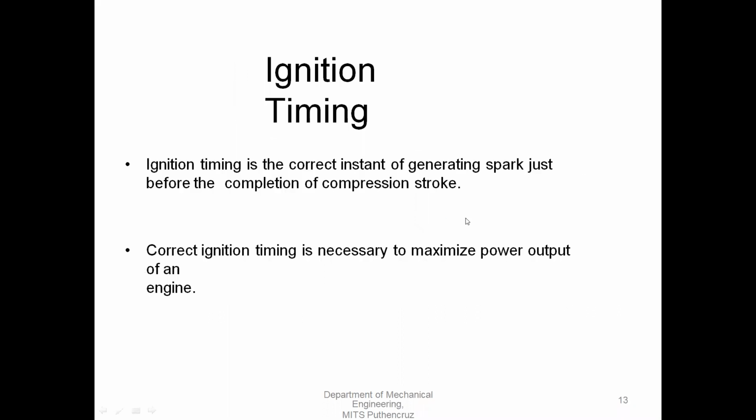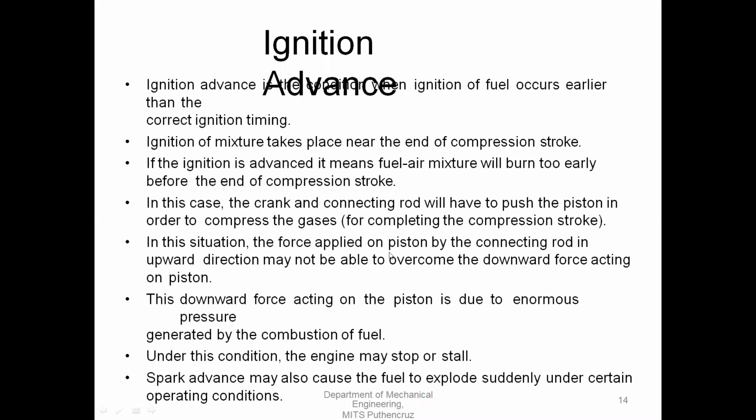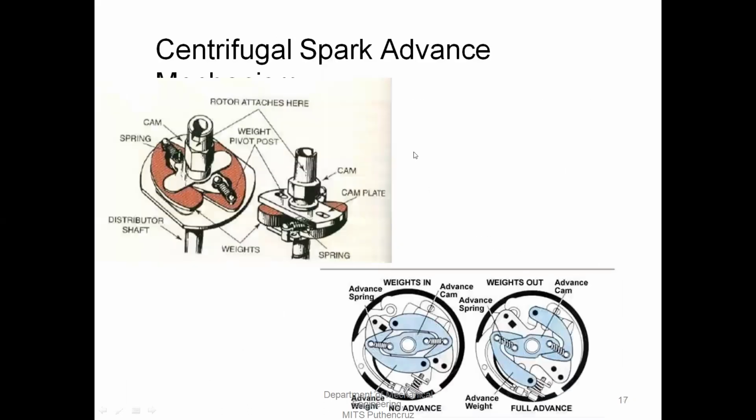So what is ignition timing? Ignition timing is the correct instant of generating the spark just before the completion of the compression stroke. We can develop the ignition at the right time of spark, at the completion of the compression stroke, and correct ignition timing is necessary to maximize the power output of an engine. Okay, so these are the different sparks in automobile vehicles.